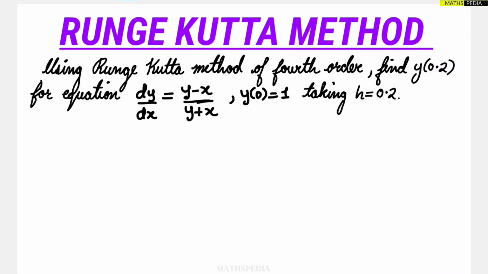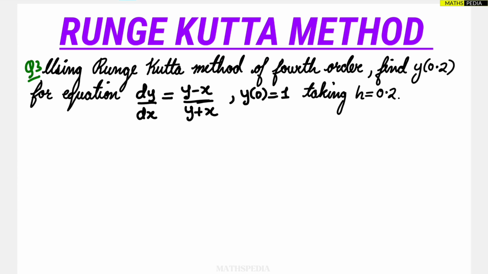So in this video, we are going for the third question of the Runge Kutta method. Using the Runge Kutta method, we need to find the fourth order of that. That means four values will be there: k1, k2, k3, k4. Find y of 0.2 for the equation given dy by dx. Y of 0 is equal to 1, the initial condition is given, and the h value is also given, 0.2. Very simple question. Directly we will start.